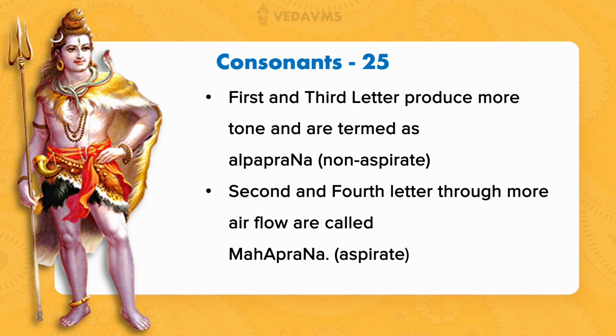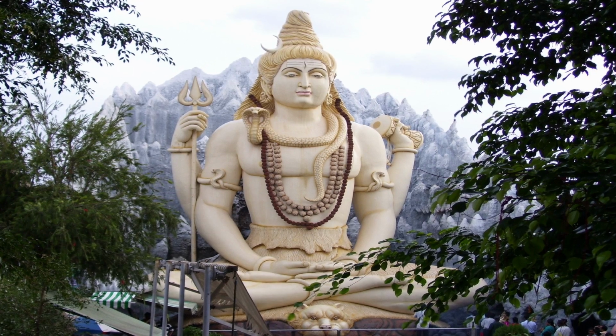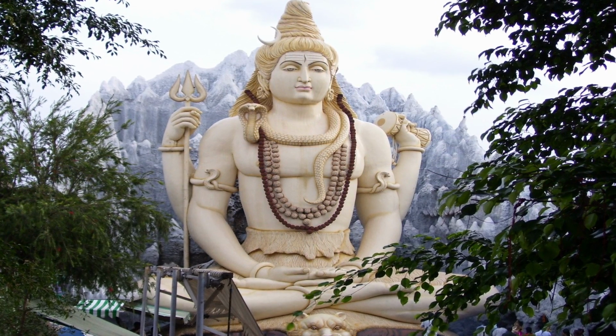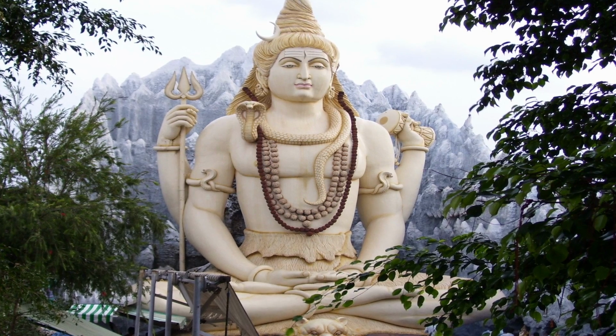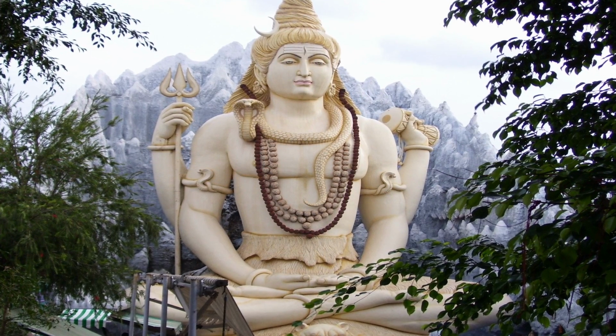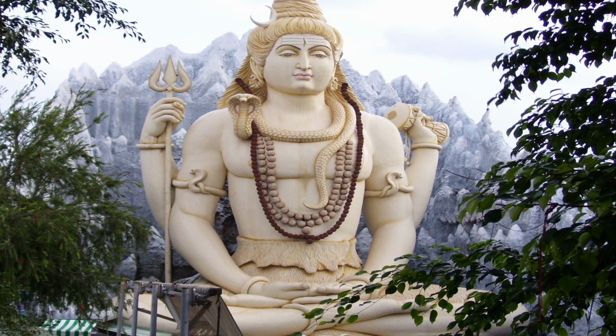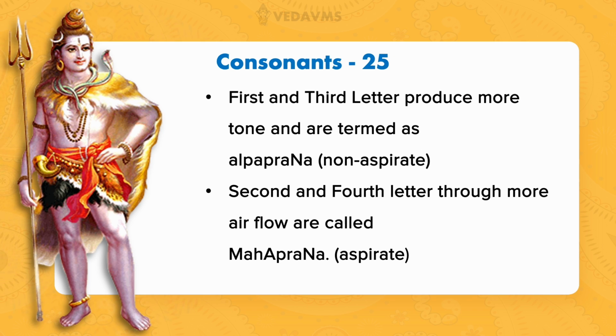There is another way of looking at the consonants. When you say the first letter ka, or you say ga as in go, not much air is thrown out. You remember, when the mouth is closed, tone is produced. When the mouth is open, air is produced. Now you try saying kha, or you say gha. When you say the second and the fourth letter, there is more air getting thrown out.